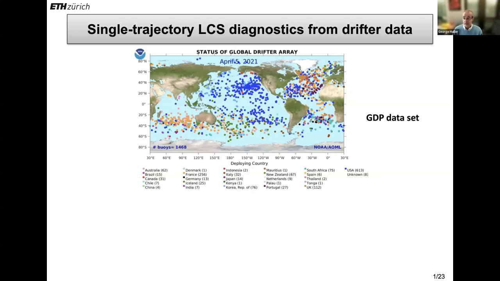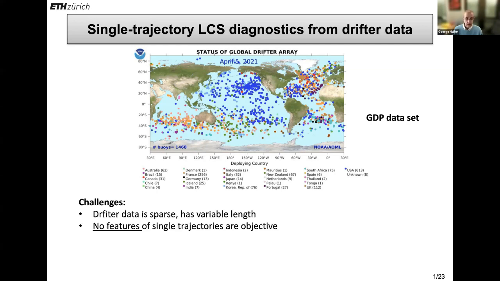And if you would like to still infer the existence of barriers in the ocean using the diagnostics that I have described, you would be up for a major challenge, because those diagnostics use a differentiation of trajectories with respect to their initial condition. And when the trajectories are so small and sparse, finite differencing will make absolutely no sense, right? So a major challenge is that the drifter data is sparse, and also the drifter trajectories have variable lengths because they were put in the water at different times, and they will stop functioning at different times.